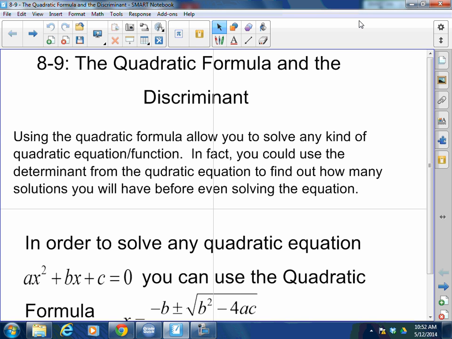Mr. Morrow's Algebra I class. Today we are going to reach the culmination of quadratic functions and equations. So far, just to give you a little brief overview, remember that we can solve quadratic equations in a few different ways that we have learned.